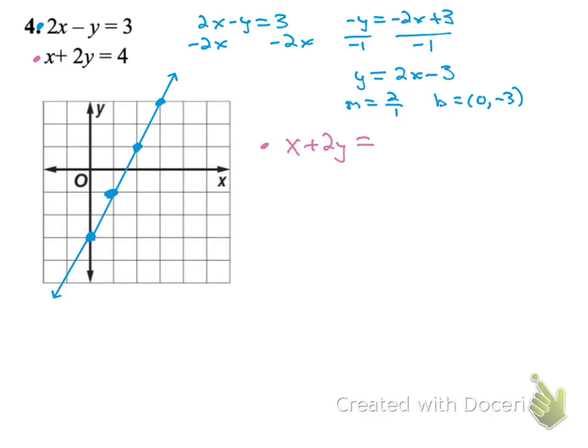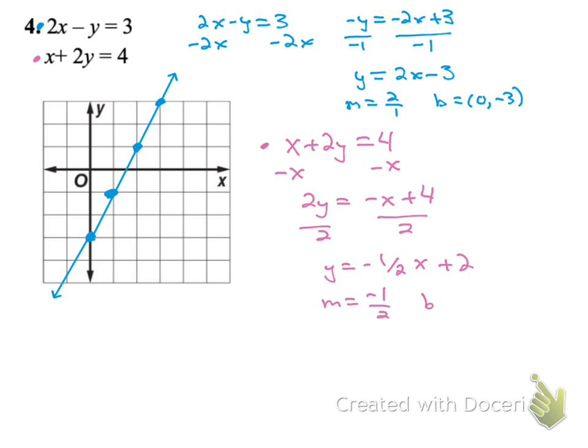My second line, all right, I need to isolate the y, so I'm going to subtract x. 2y equals negative x plus 4. Divide by 2. Y equals negative 1/2 x plus 2. So, first step, I mark my y-intercept at 0, 2. And then I'm down 1, right 2. Down 1, right 2. And I have a point of intersection there at 2, 1. My solution is 2, 1.